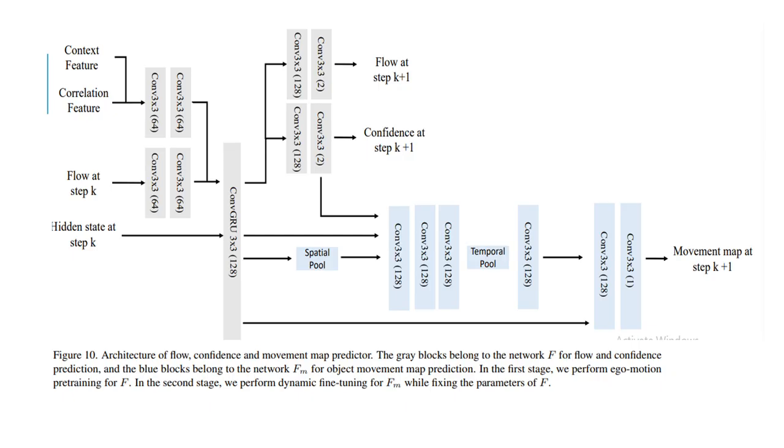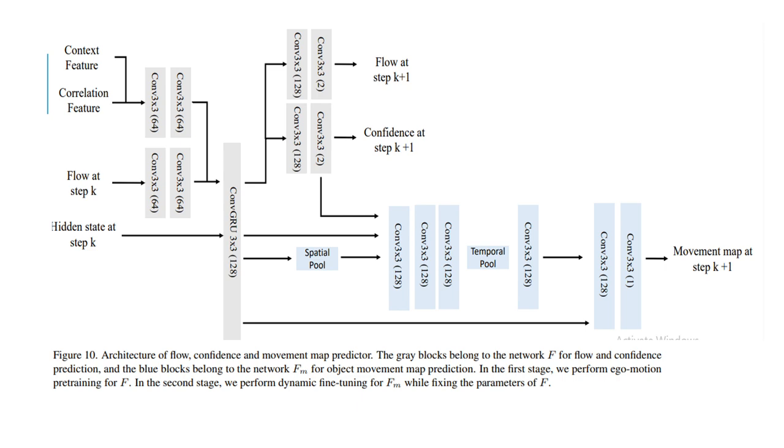Here the first stage is nothing but DROID-SLAM, which is used for static scenes. The gray one is used for the static scenes. Then over that they apply spatial pooling, and then they adapt to dynamic scenes by giving that spatial pooling to a convolution layer along with the output of the ConvGRU confidence score, then temporal pooling to get the movement map.